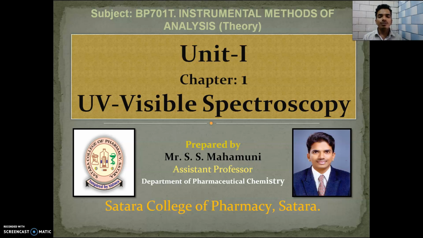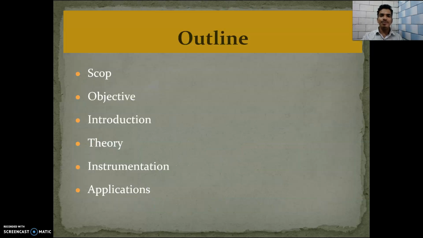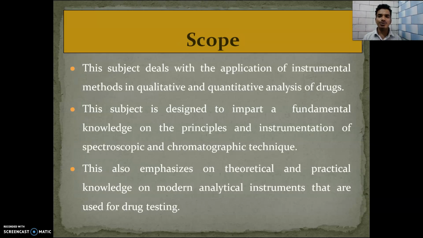This is a video in which I am going to teach and explain Unit 1, Chapter 1, that is UV visible spectroscopy, under the subject Instrumental Methods of Analysis. So without wasting time, we will start with our presentation. The outline of this presentation is scope, objective, introduction, theory, instrumentation, and application of this spectroscopic method.